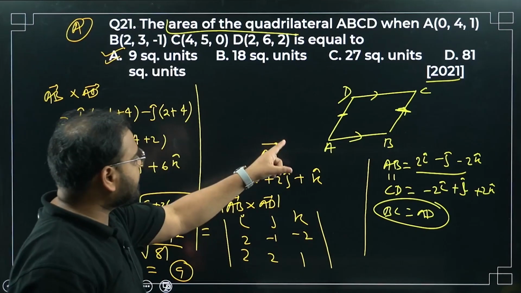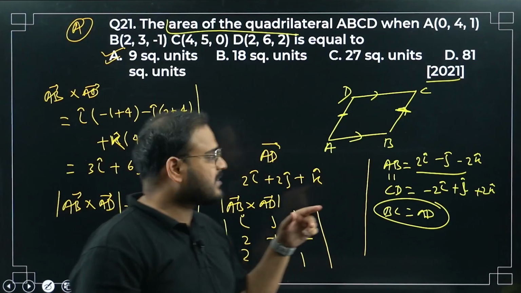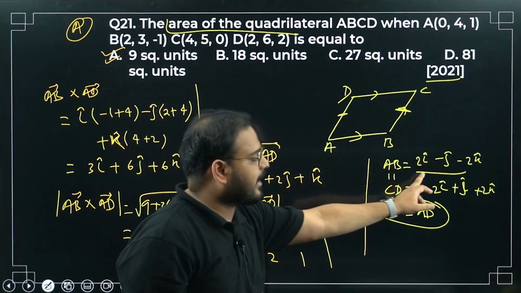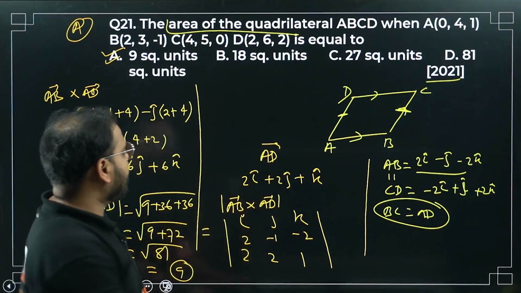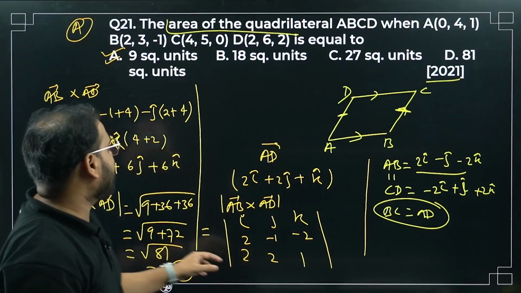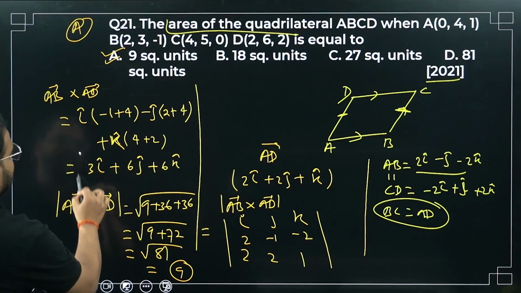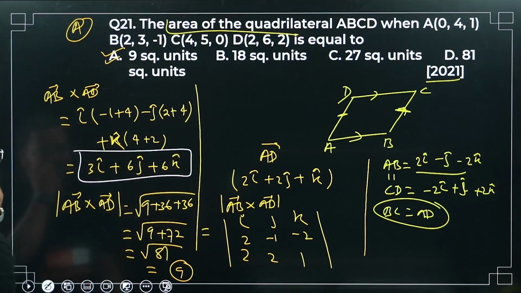Once it is a parallelogram, we know that the area of a parallelogram is the cross product of its adjacent sides. So I took AB, already I have. AD I found. How do you find the cross product? Using the matrices. I found the cross product. How much did I get this cross product as? 3i cap plus 6j cap plus 6k cap.